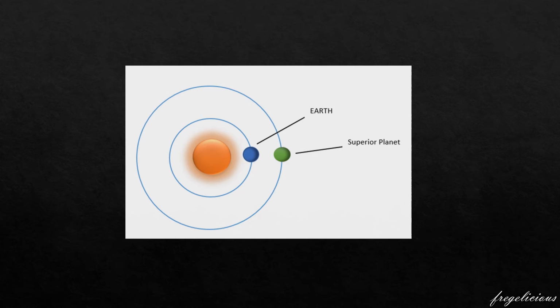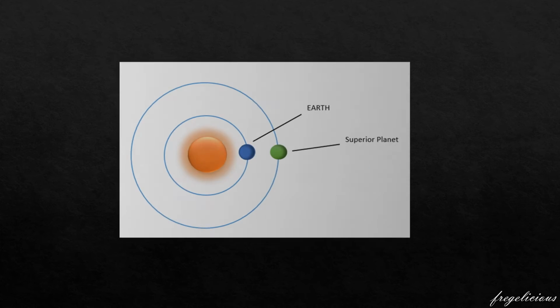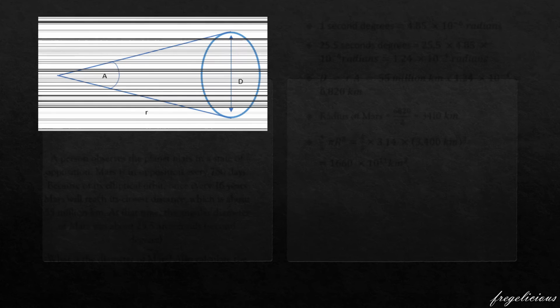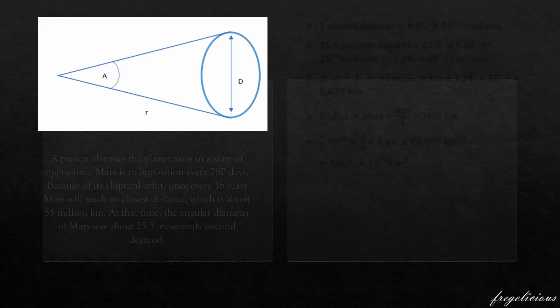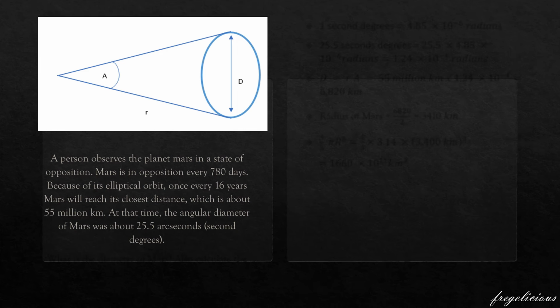Here's another example problem, and the last one to hone your understanding. A person observes the planet Mars in a state of opposition. Mars is in opposition every 780 days. Because of its elliptical orbit, once every 60 years Mars will reach its closest distance, which is about 55 million kilometers. At the time, the angular diameter of Mars was about 25.5 arcseconds. The question: what is the diameter of Mars? Also, calculate the volume of Mars.